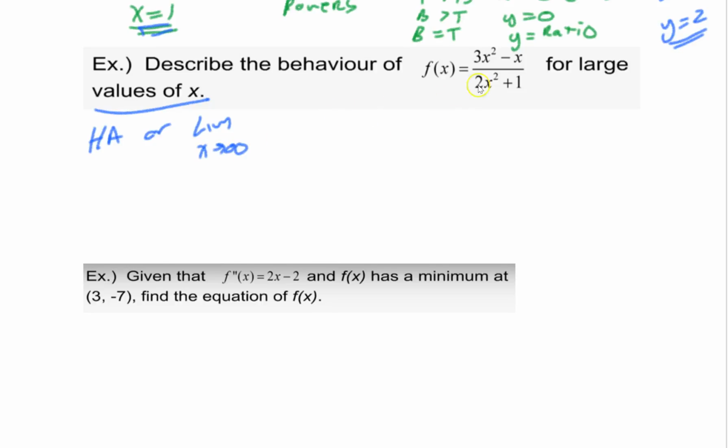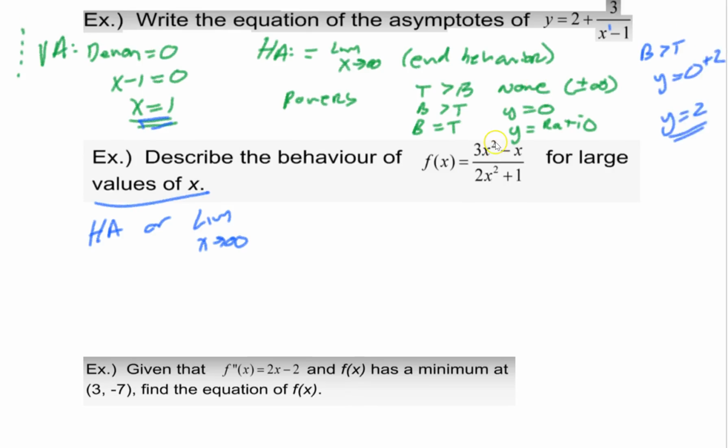General idea here is you basically look at the powers, right? Bottom power bigger than top, top bigger than bottom, all that good stuff. If the top power is bigger than the bottom power, then it's positive or negative infinity. If the bottom is bigger than the top, it's y equals 0. And if they're the same, like in this case, all you look at is the leading terms. So 3x squared over 2x squared, look at the ratio. These cancel out, and you just get y equals 3 halves.